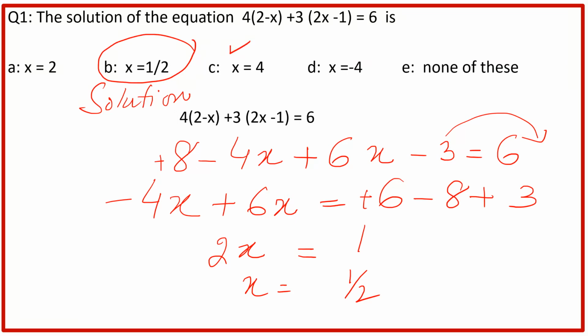See how simple it is. If you know the way how to solve the linear equation, you can find out the MCQs and whatever.